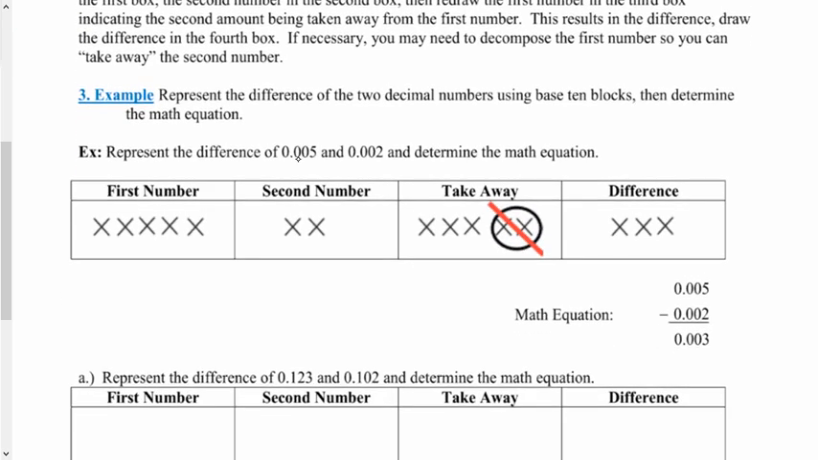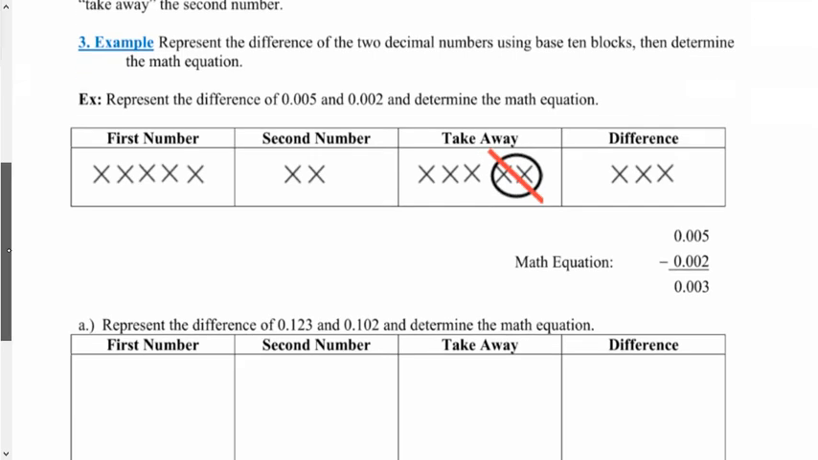So if we have 5 thousandths, which as you'll recall when we talk about the unit, we're using x's when we talk about thousandths. So we have 5 thousandths and we want to subtract off 2 thousandths. Ultimately that can be written as 0.005 minus 0.002 is 0.003. And when we subtract off, a lot of times we just circle it and cross it out, saying we're taking it away.